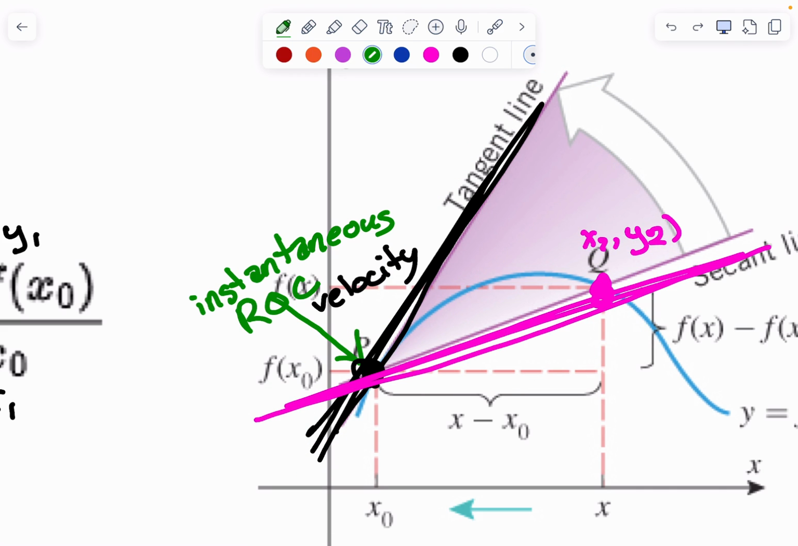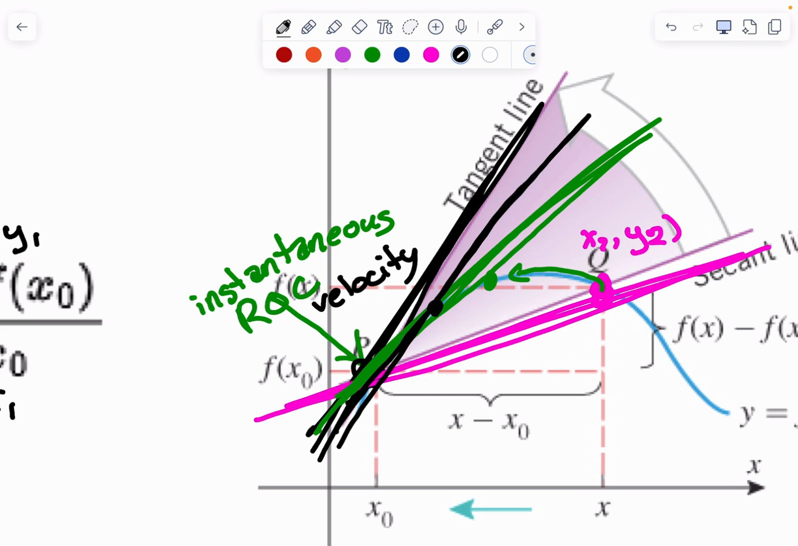Let's slide this point this direction, right? And now I'm going to do this secant line. Is that going to give me a better approximation? Yes, but not completely, right? Let's slide that point even closer. Let's do this one instead. Is that going to give me a better approximation? Yes. So the closer and closer I slide that dot to the actual dot, it's going to give me the instantaneous velocity of that point, right?